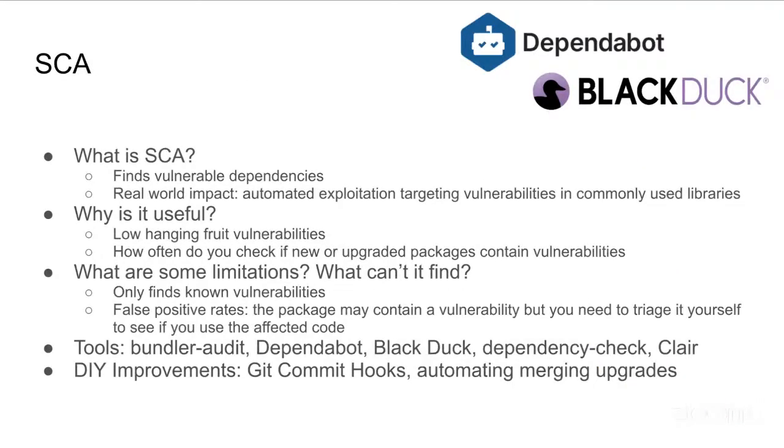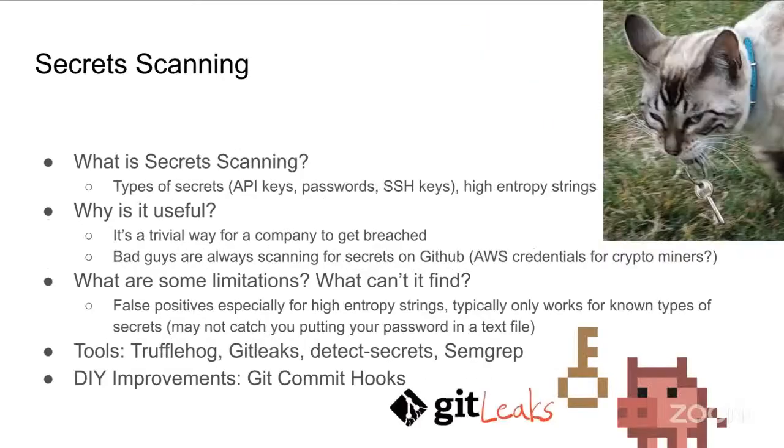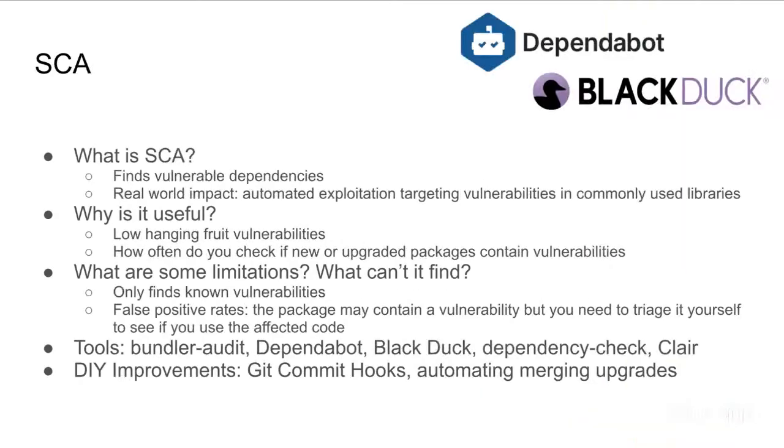And the other thing is SCA. Oh yeah, just to recap, Gitleaks and TruffleHog are the main tools that I would use. But there's also detect-secrets, and Semgrep has a secret scanning module as well. If you want to take it a step further, you can have a Git commit hook, which runs a secret scanner before the commit actually gets pushed.